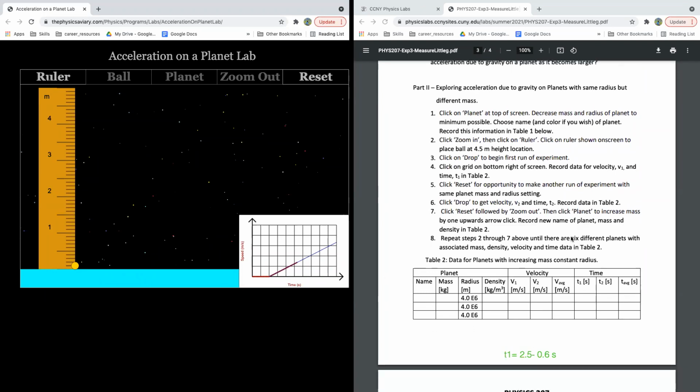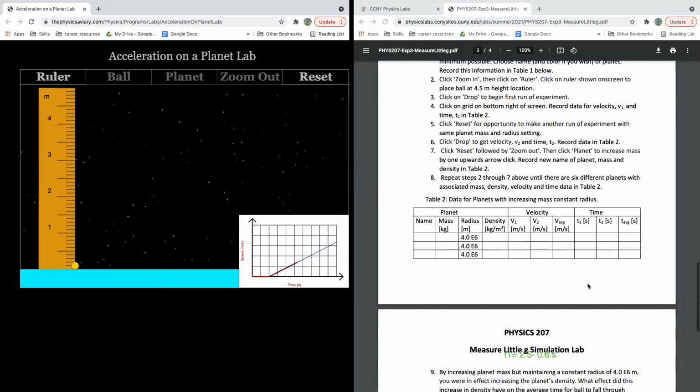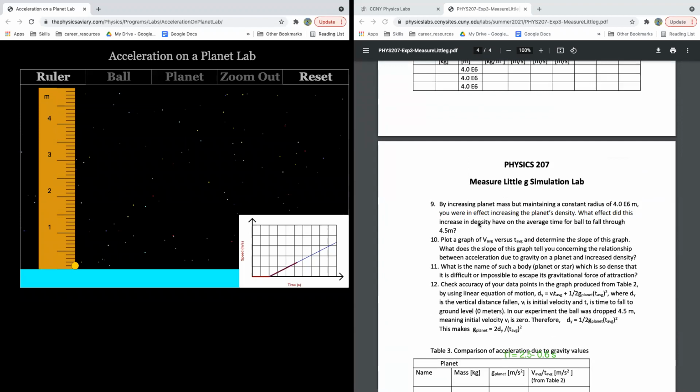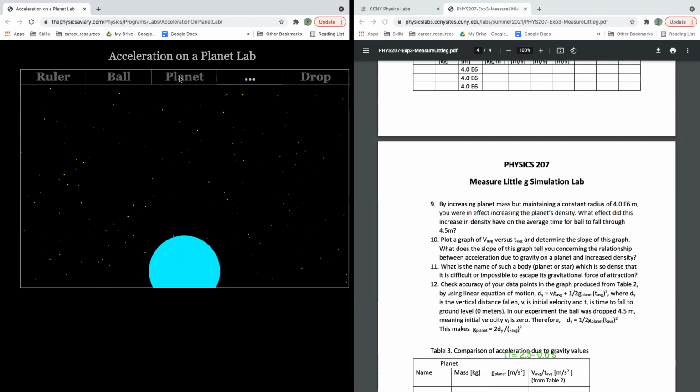You want to collect 6 different planets with 6 different masses. And then you collect the data of velocity and t. Then you have to answer some questions here. So when you increase the planet mass while maintaining a constant radius, you're in fact increasing the planet's density. Okay, let me show you how it works.